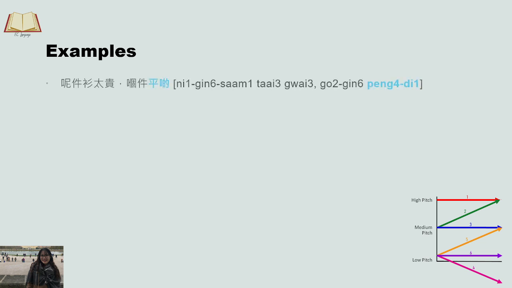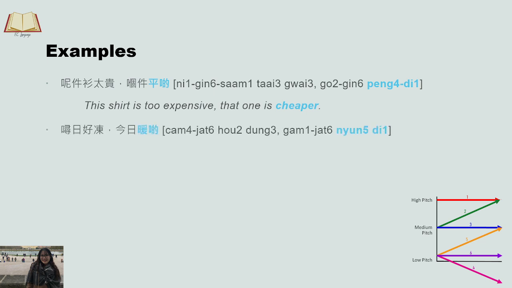呢件衫太貴，嗰件平啲。This shirt is too expensive. That one is cheaper. 尋日好凍。今日暖啲。Yesterday was so cold. Today's warmer. Notice that di comes after the adjective like a suffix, and more importantly, you do not need to add the noun being compared to the end, as it is understood from the part before. This is the context.